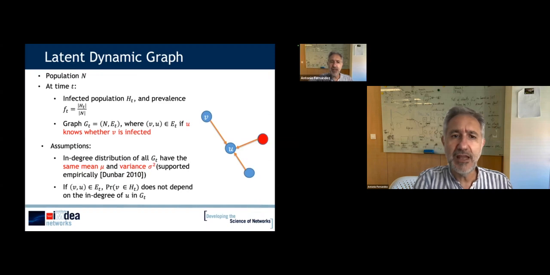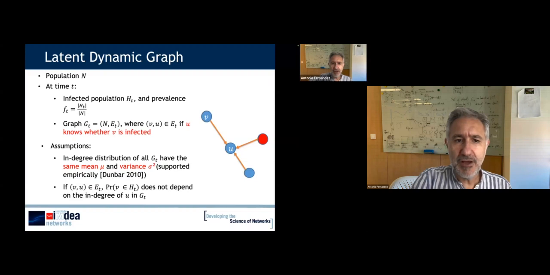For simplicity, we assume that n is always the same set. And what changes over time, as I said, is both the edges of the directed graph and the coloring of the graph. In general, an edge from V to U is saying that V knows the state, the color of U, and is willing to report it if asked.